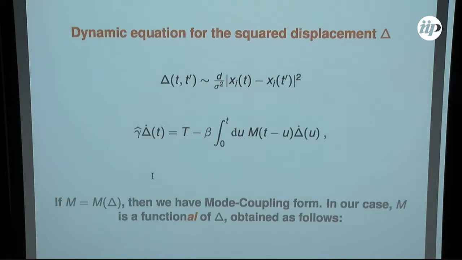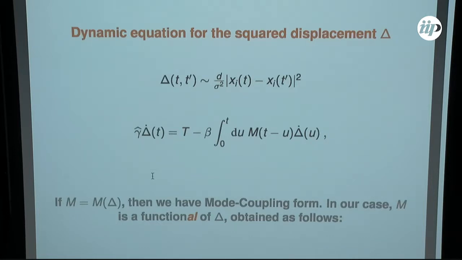There is time, sorry? Yes, here it could be a second derivative. Sorry, it could be first or second, but yes, indeed, there is a time derivative. Yes. And so if M is simply delta squared, this is the mode coupling equation for delta. Okay, this was known, etc.